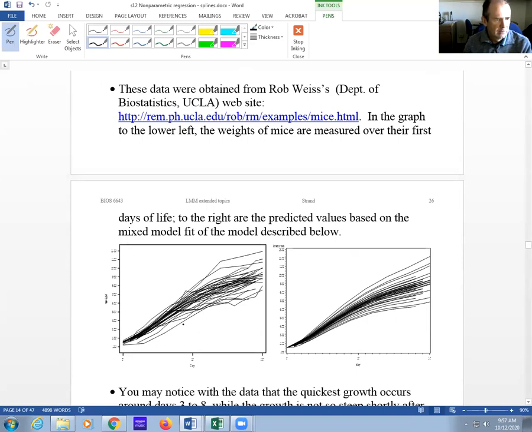But here's just the observed data on the left. So this is the weight of the mice over time. So they're born here on the left side, and then they grow. You can see that it looks like kind of a stronger growth period.